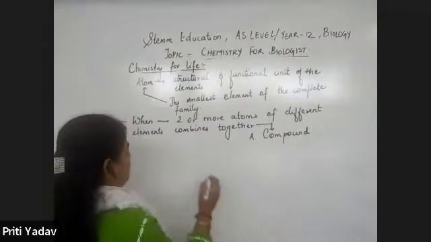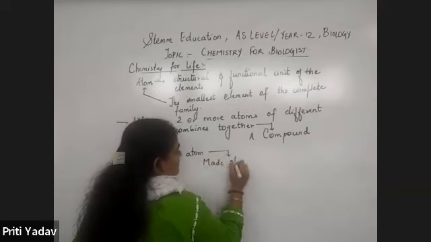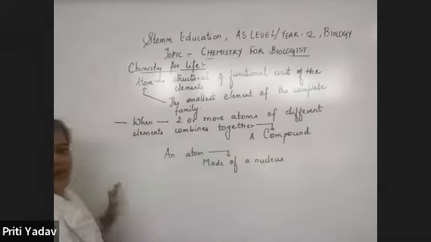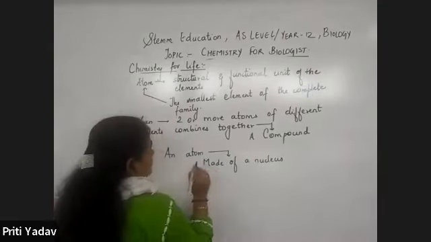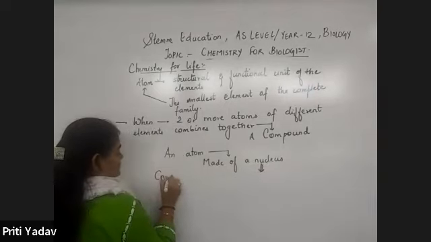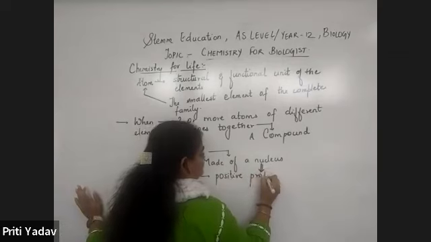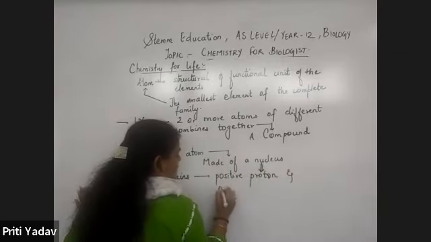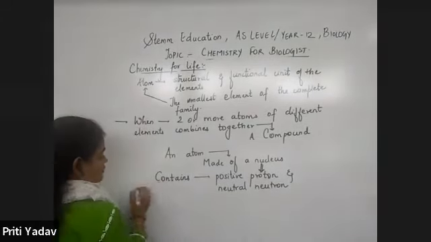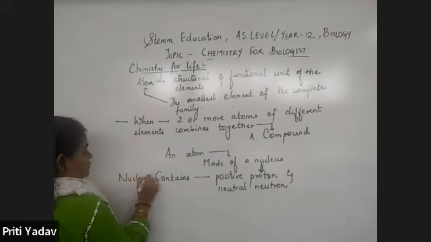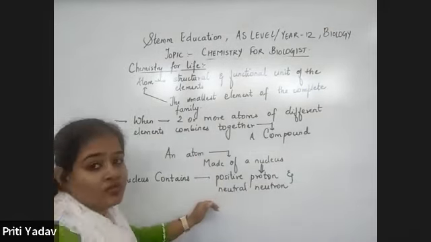So what is an atom made up of? An atom is made of a nucleus. Now, what exactly does it contain? The nucleus contains positive protons and neutral neutrons. This is what is present inside the nucleus. Neutral neutron means there is no positive or negative charge.